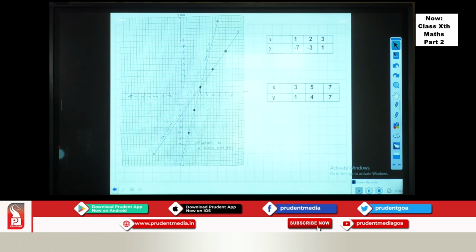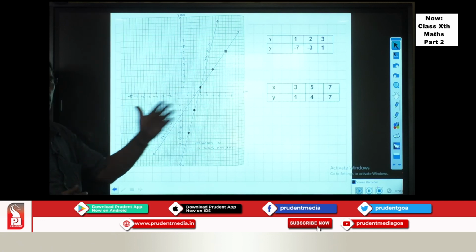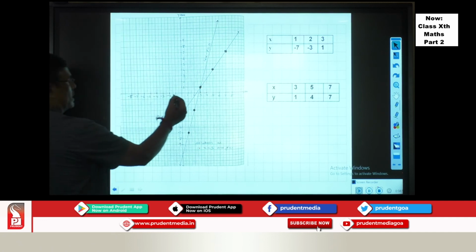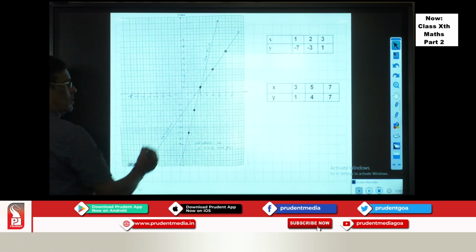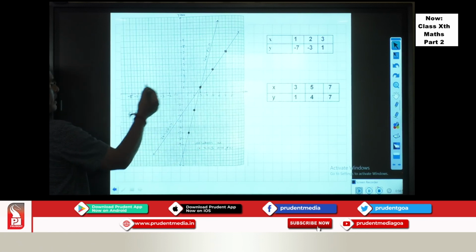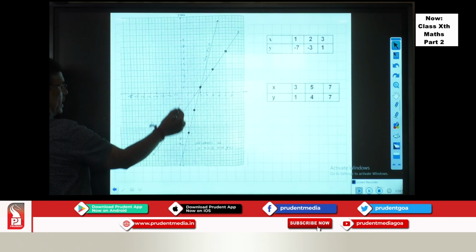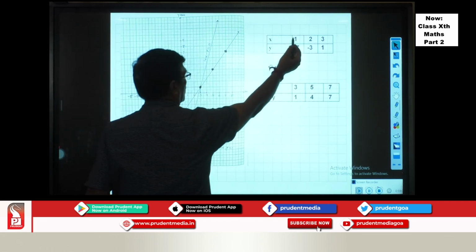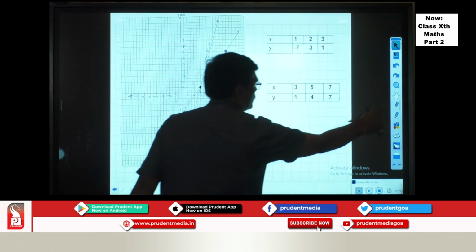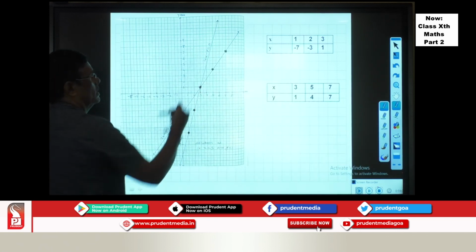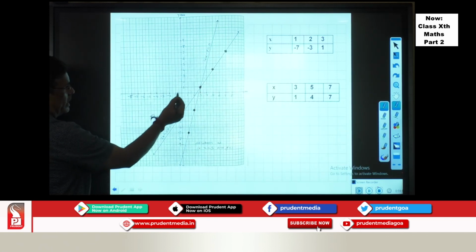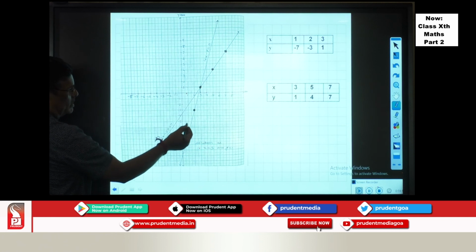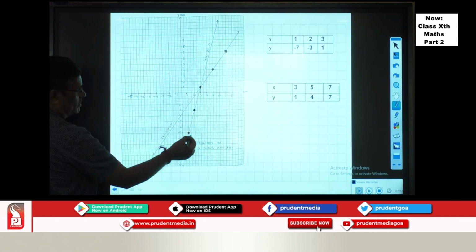I have taken the graph page. Now divide the graph accordingly. Mark the positive x-axis, negative x-axis, positive y-axis, and negative y-axis. Once all the axes are marked, let us plot the points. Here x is 1, y is minus 7. x is 1 is here, y is minus 7 is here, so the point comes here.